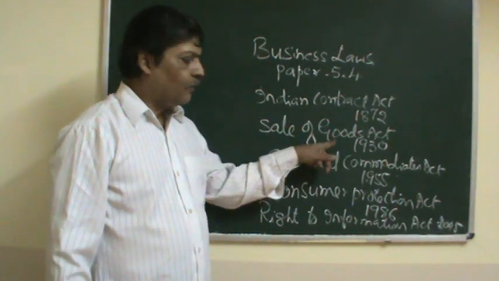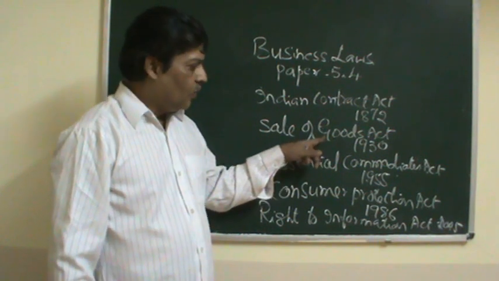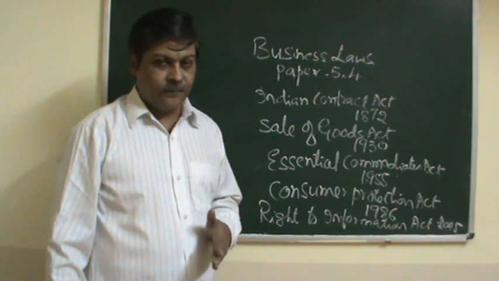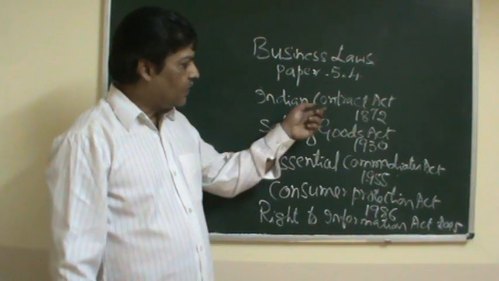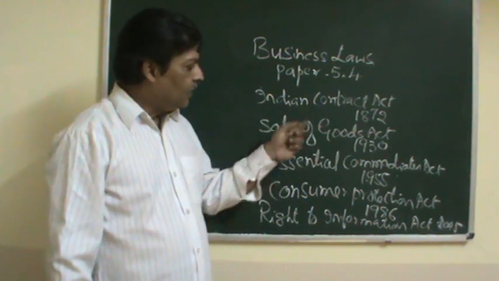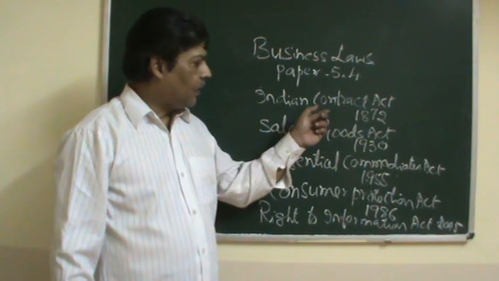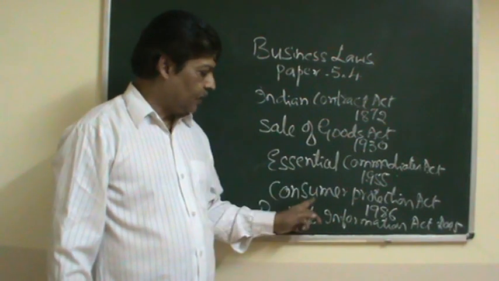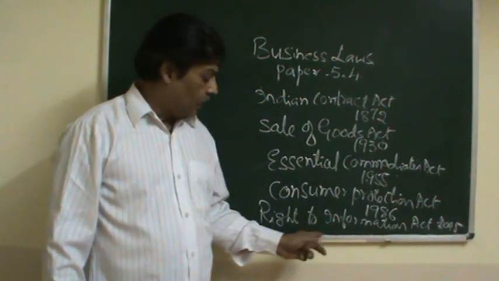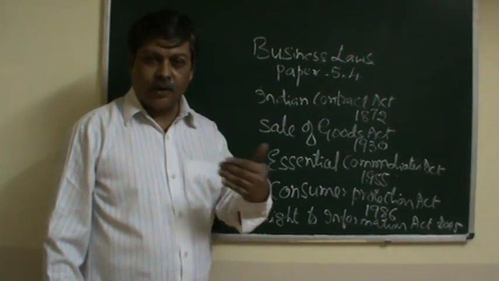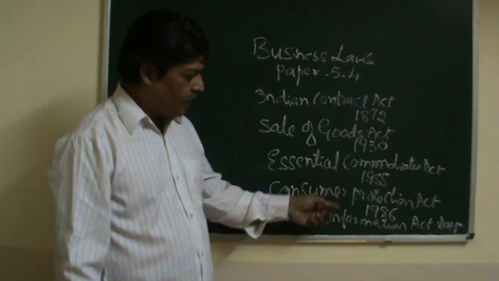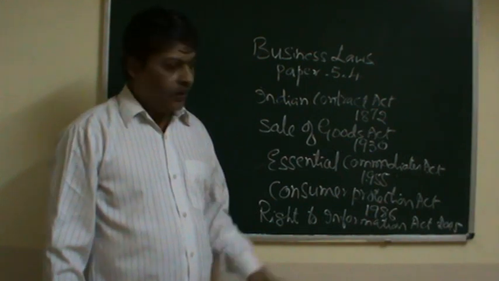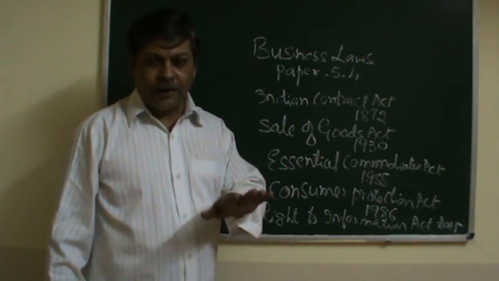The Indian Contract Act and the Sale of Goods Act are pre-independence acts, and still they are in existence. Before independence, during the British colonial period, these two acts were introduced. The Essential Commodities Act, Consumer Protection Act and Right to Information Act are all post-independence. After independence they were brought into force in 1955, 1986 and 2005. So these are the 5 acts you are going to study.